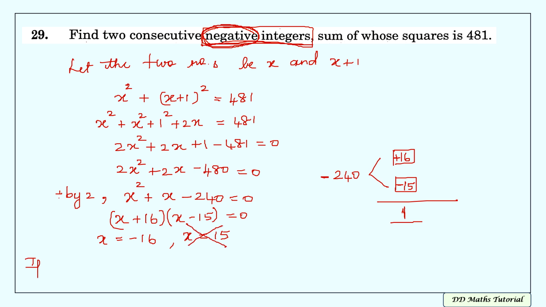So if x is equal to minus 16, our next term, which is x plus 1, becomes minus 16 plus 1, which is equal to minus 15. So the two consecutive negative integers are minus 15 and minus 16.